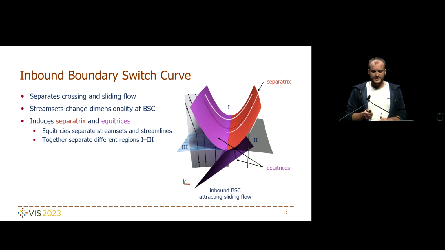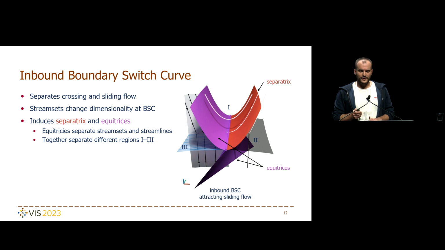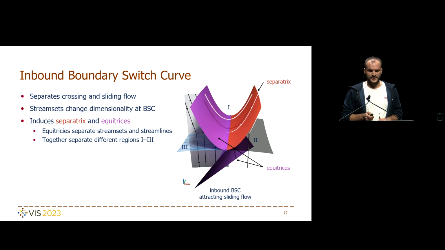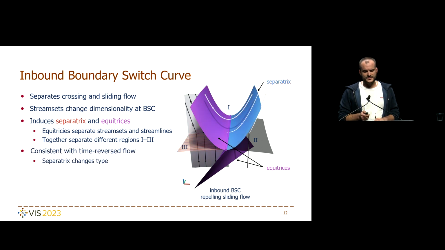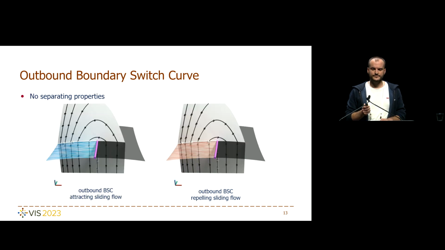Furthermore, the boundary switch curve induces a novel kind of separatrix through which all of the stream sets flow out of the discontinuity. And ecretrices, which are the purple manifolds that separate regions of non-unique stream sets from regions of unique streamlines. Together, these structures separate three different regions. These structures are consistent with time reversal, where the separatrix changes only its type.